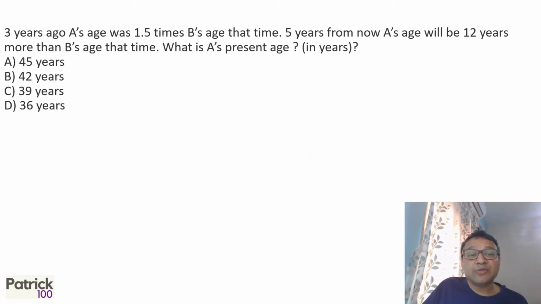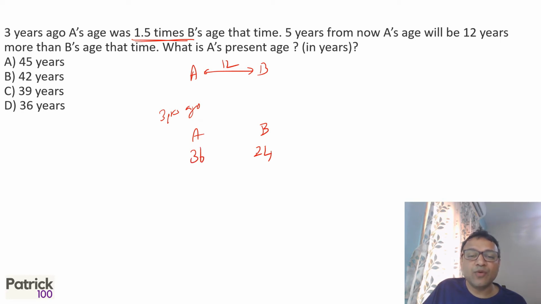3 years ago, A's age was 1.5 times B's age. And 5 years from now, A's age will be 12 years more. The difference in the age of A and B will always remain the same, which is 12. No matter when we calculate, the difference will always remain the same. So when you say 1.5 times and the difference is 12, that means 0.5 times is 12. From that you can make out that 3 years ago, B would be 24 and A would be 36.